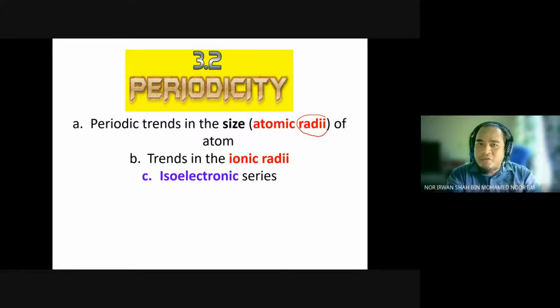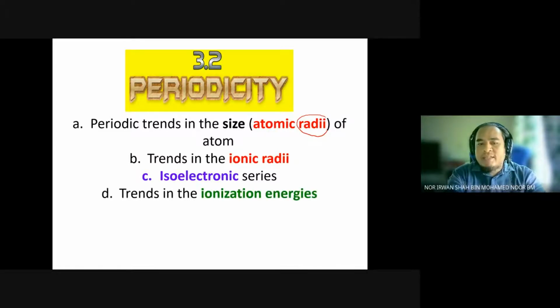Okay, this is not new because previously, in the previous lesson, I have already explained to you all apa itu isoelectronic. Tak apa, nanti sekali lagi kita akan tengok. Right, and then seterusnya guys, kita akan tengok juga what happened to the ionization energies.